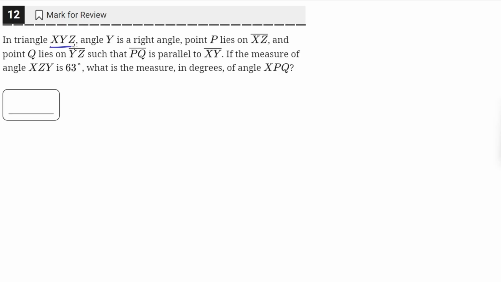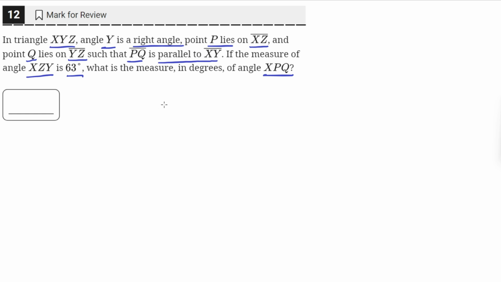In triangle XYZ, angle Y is a right angle, point P lies on XZ, and point Q lies on YZ, such that PQ is parallel to XY. If the measure of angle XZY is 63 degrees, what is the measure in degrees of angle XPQ?